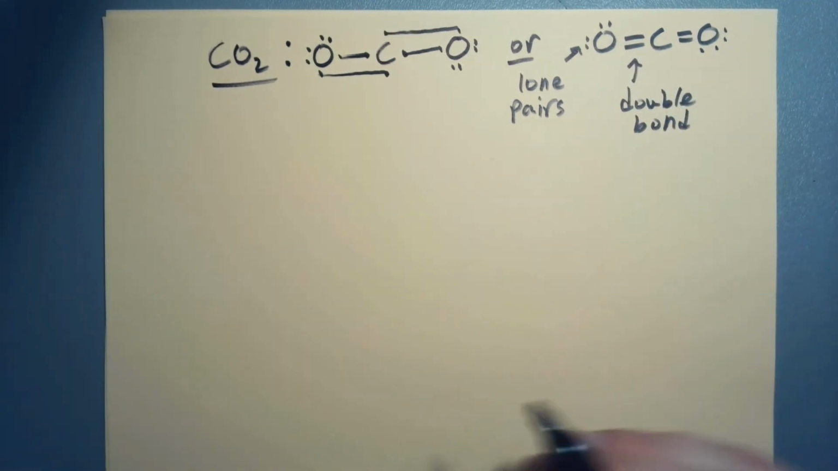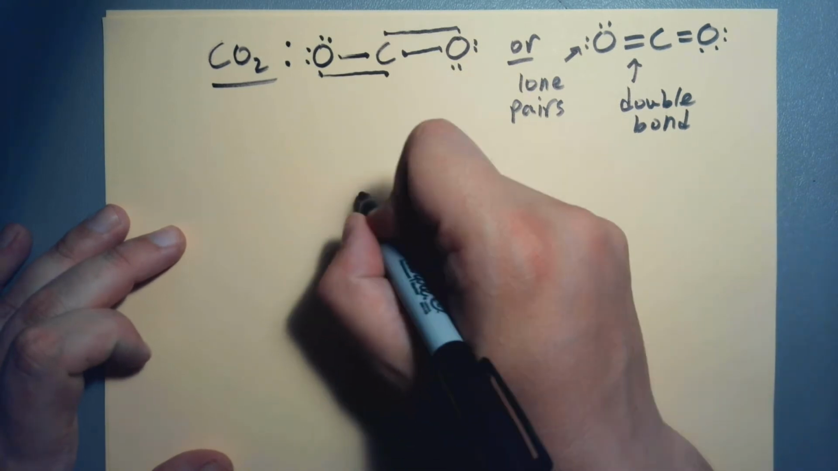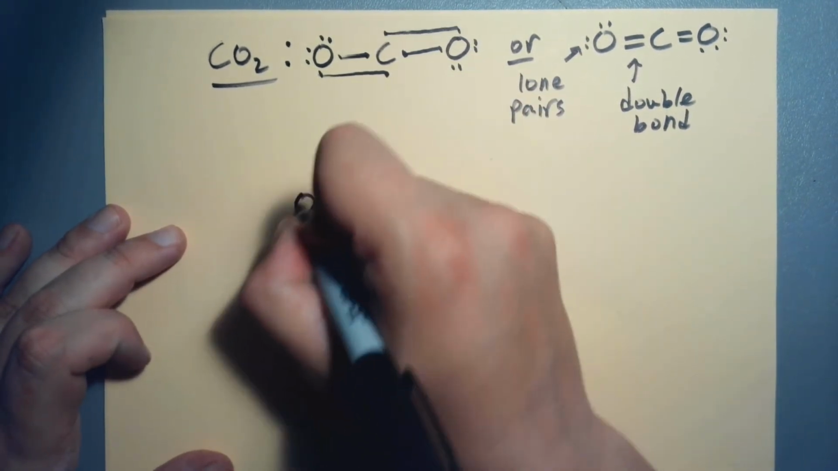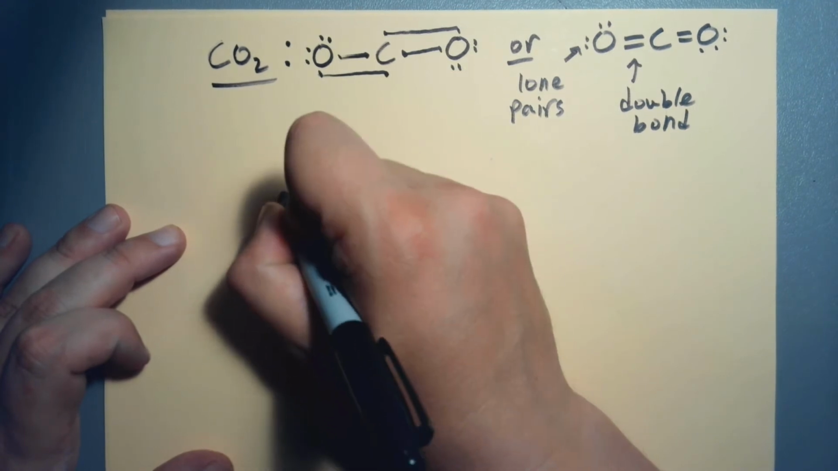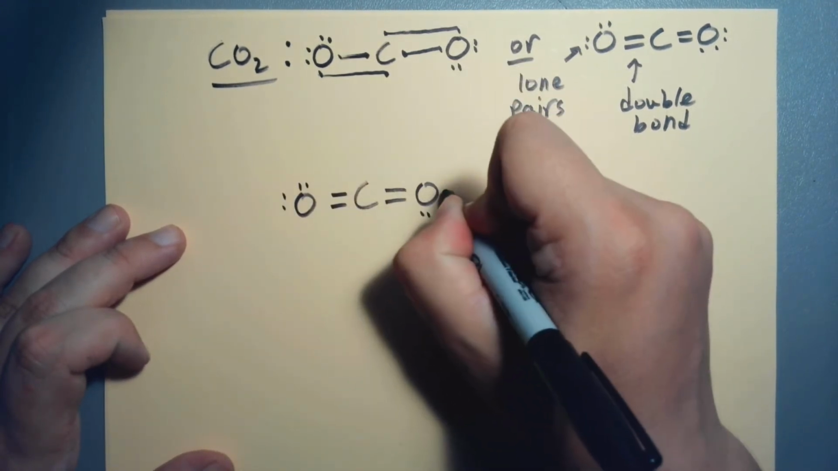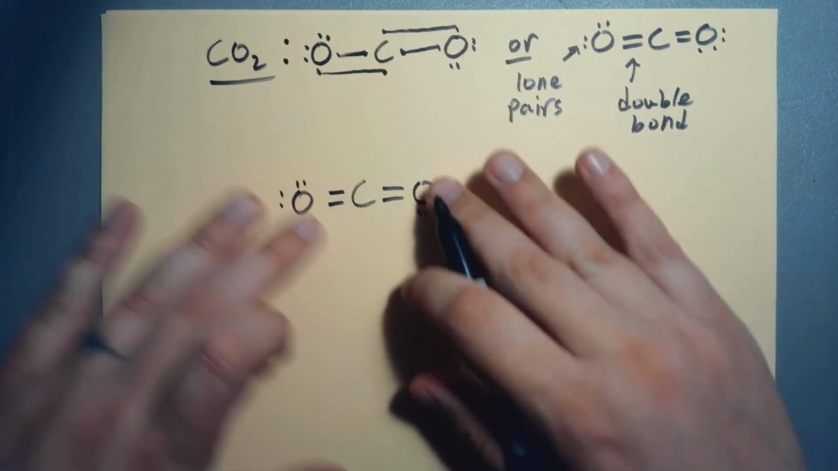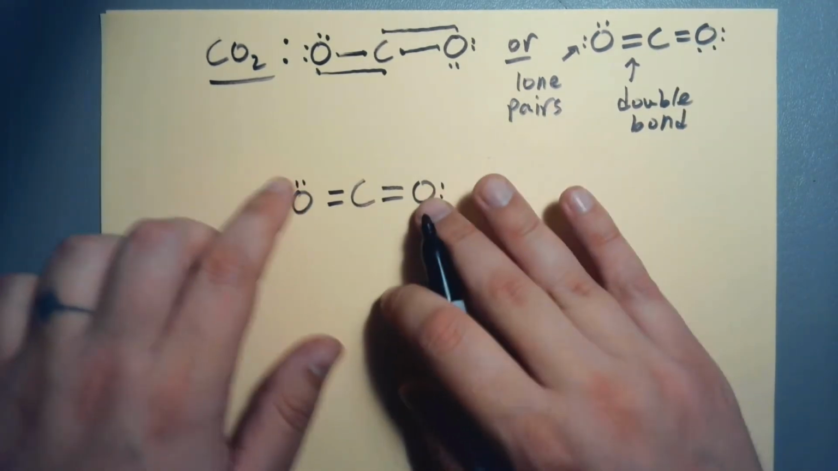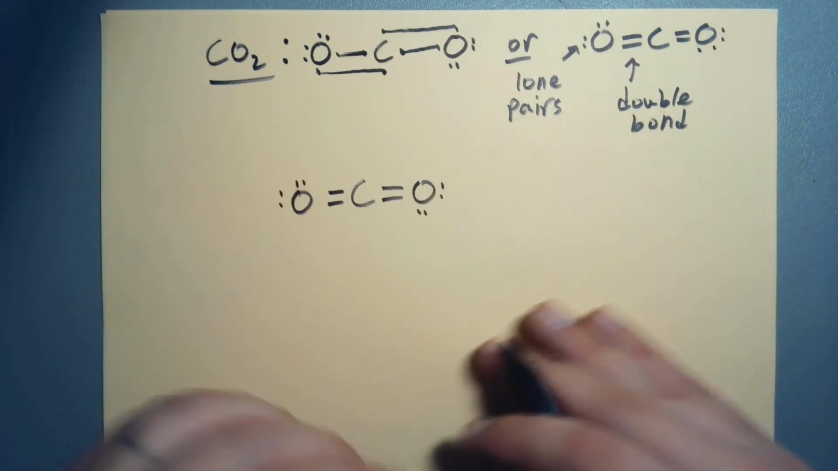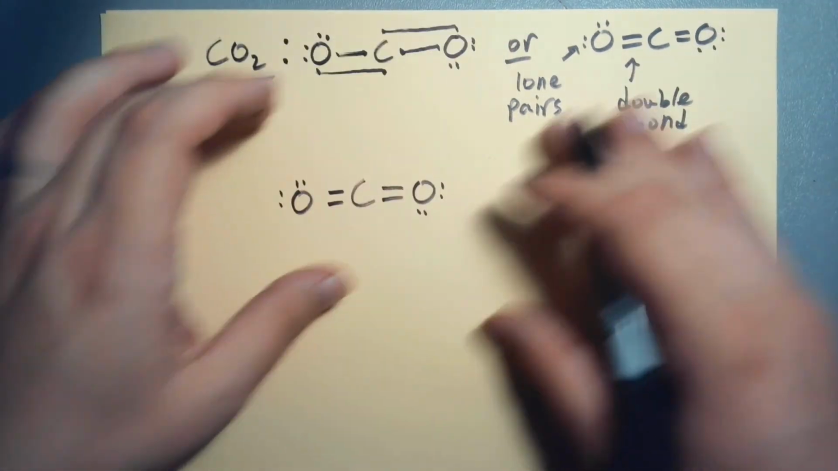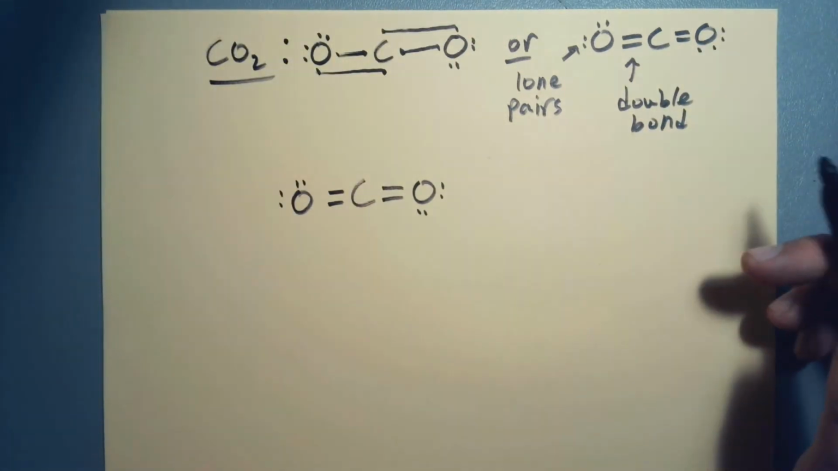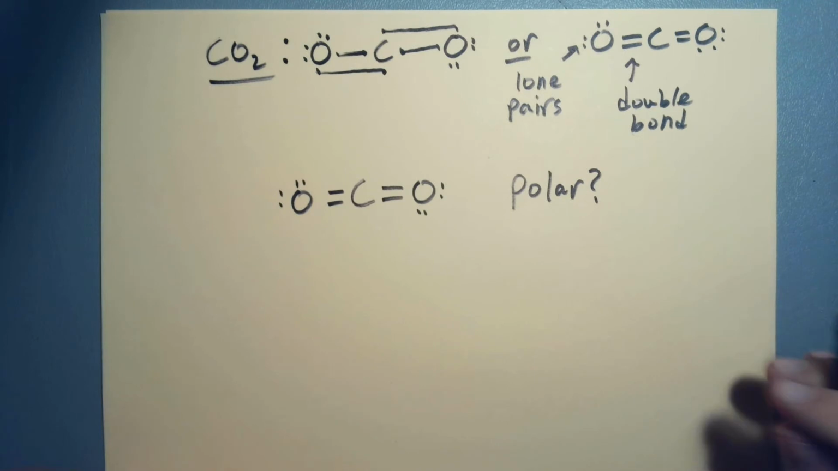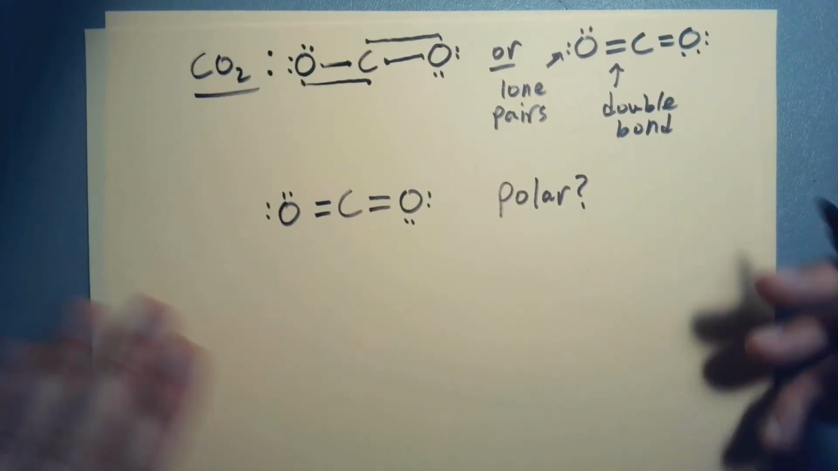Now, is it polar? And those lone pairs can be organized however, it doesn't matter. As long as there's 2 bonds here, 2 bonds here, and 2 lone pairs, doesn't matter. I'm just not rearranging them because I want to keep it consistent. But we look at this molecule, we go, is it polar? Is it nonpolar?